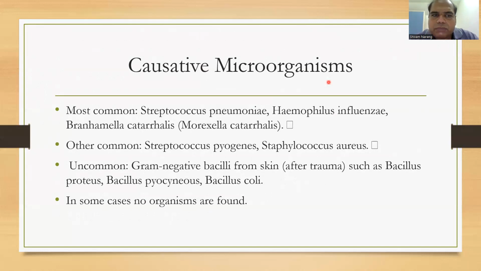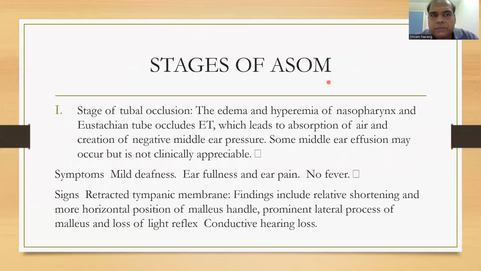Now, the causative organisms. The most common organism present is Streptococcus pneumoniae, followed by Haemophilus influenzae and Moraxella catarrhalis. Other common ones are Streptococcus pyogenes and Staphylococcus aureus. The uncommon are the gram-negative bacilli, that is from skin. But in cases of trauma, we can have those bacteria too in the infective culture. In some cases, no organism has been found.